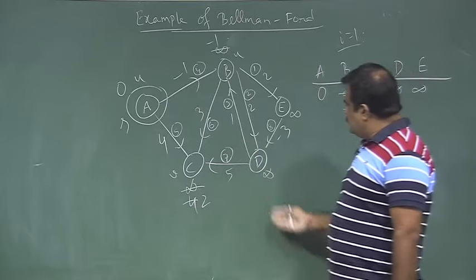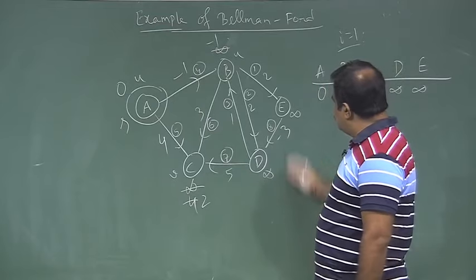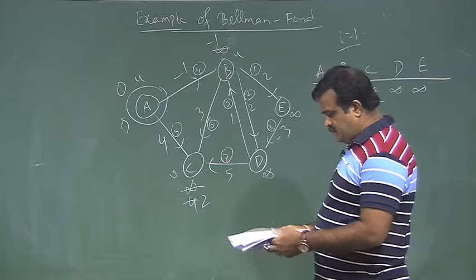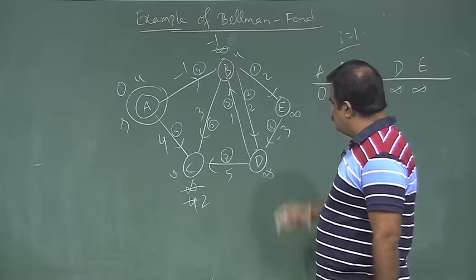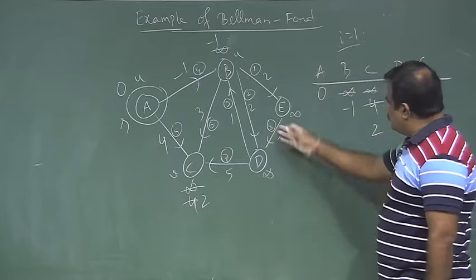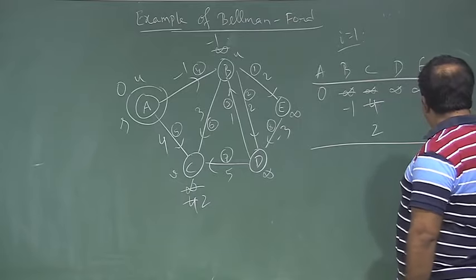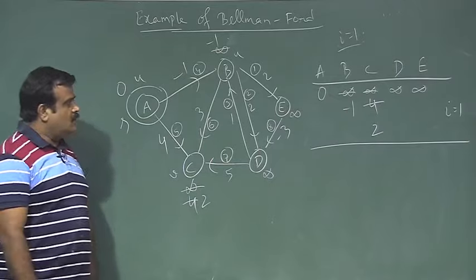Now edge number 7. Edge number 7, this is infinity, so there will be no change. Edge number 8 also, no change, because this is infinity, this is infinity, there is no change. So edge number 8, all edges are exhausted. So this is for i is equal to 1.